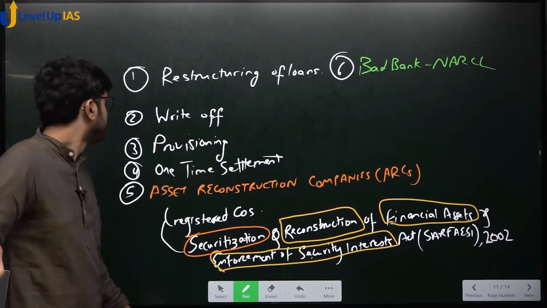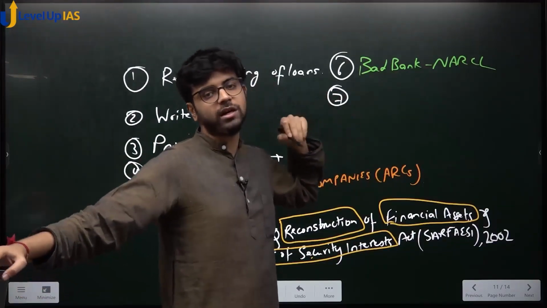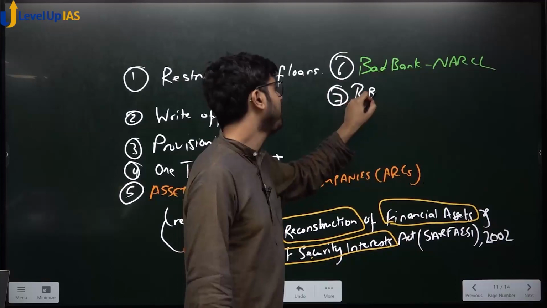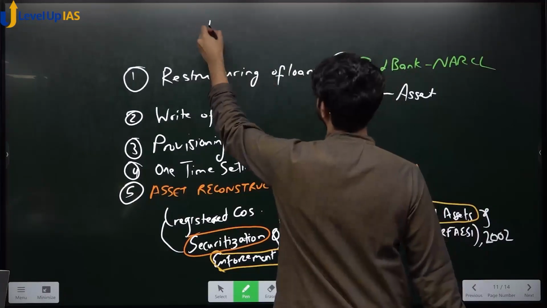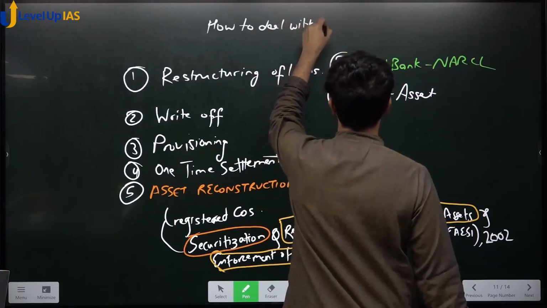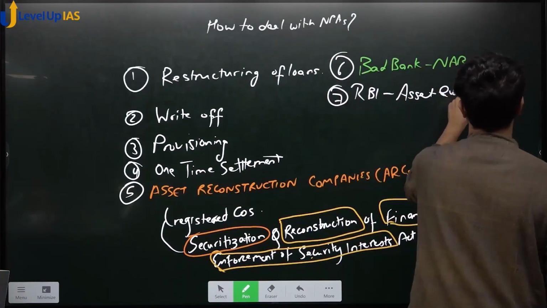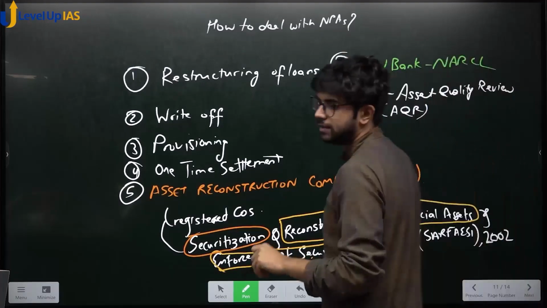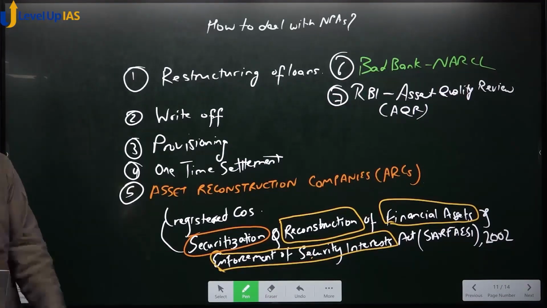Right? Next, what can be done? I told you, RBI had conducted an asset quality review, wherein the quality of all assets was reviewed and NPAs were brought in. So we can conduct a similar exercise again. So the RBI asset quality review, AQR. We can conduct a similar exercise again. How to deal with NPAs?